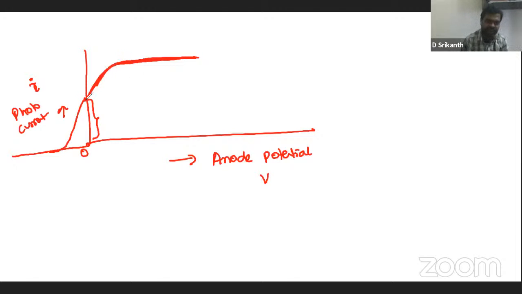After reaching the saturation value, if we increase the potential, current will not increase. If we decrease the value, as the potential decreases, what will happen? Current will also decrease. This is the minimum potential, that is minus V naught, which is required by the cathode.